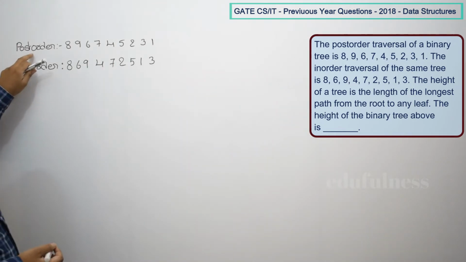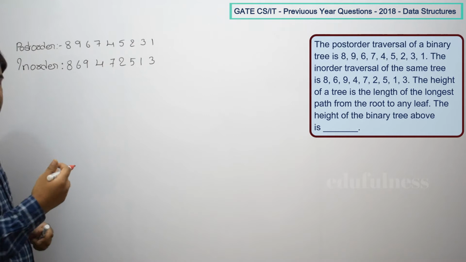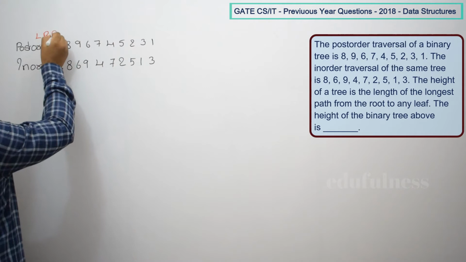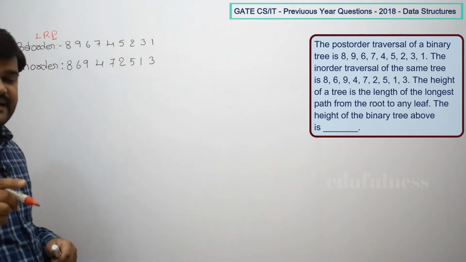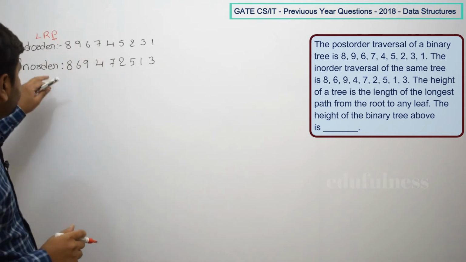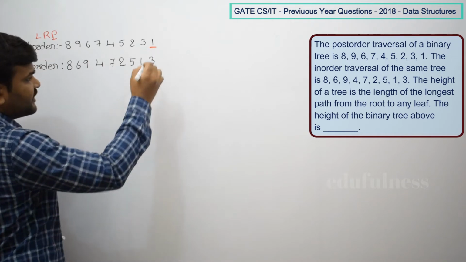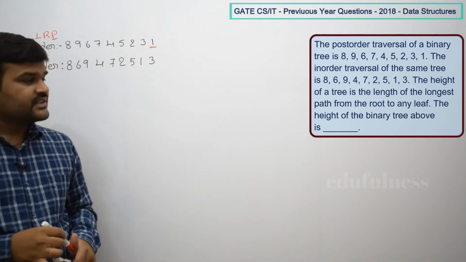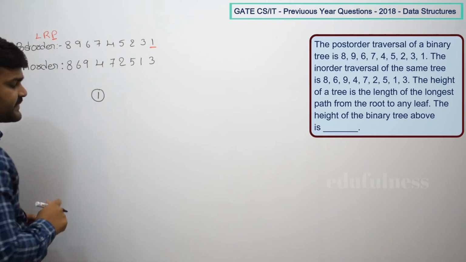So from the post order, how will you find the root node or parent node? What is the post order? It visits first the left child, then the right child, then the parent. So the parent is visited at the end, after the left and right child are considered. That means in this entire traversal, whoever is at the last will become the parent node, that is the root node. So 1 is the root node.